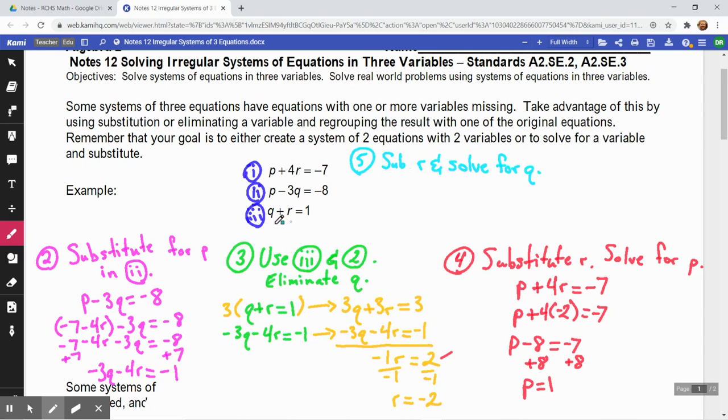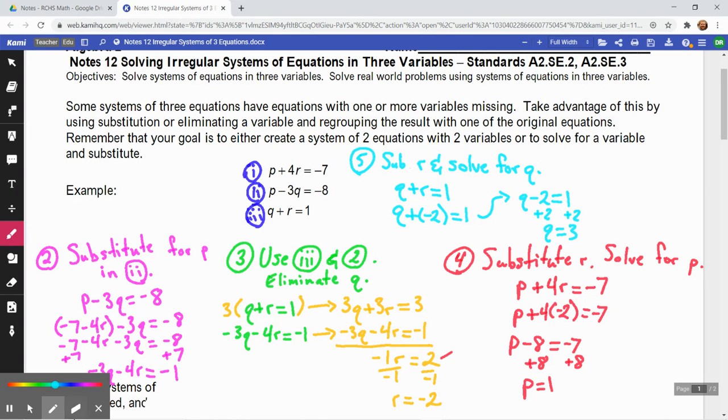Okay, so we have this equation down here. It said Q plus R equals 1. So very quickly, if we had Q plus R equals 1, and we know that R equals negative 2, we have Q plus negative 2 equals 1. And that would give us the equation that reads Q minus 2 equals 1. So add 2 to both sides, and we get 1 plus 2 over there. So Q is equal to 3.